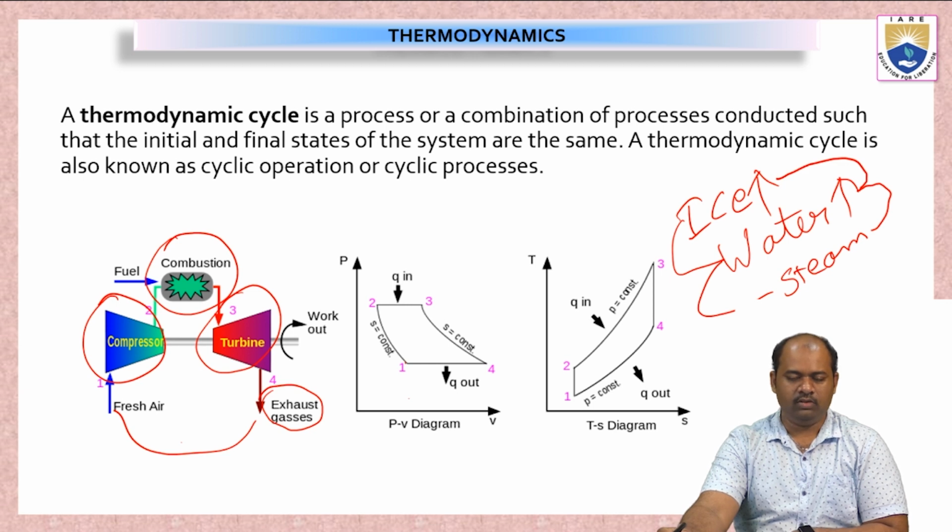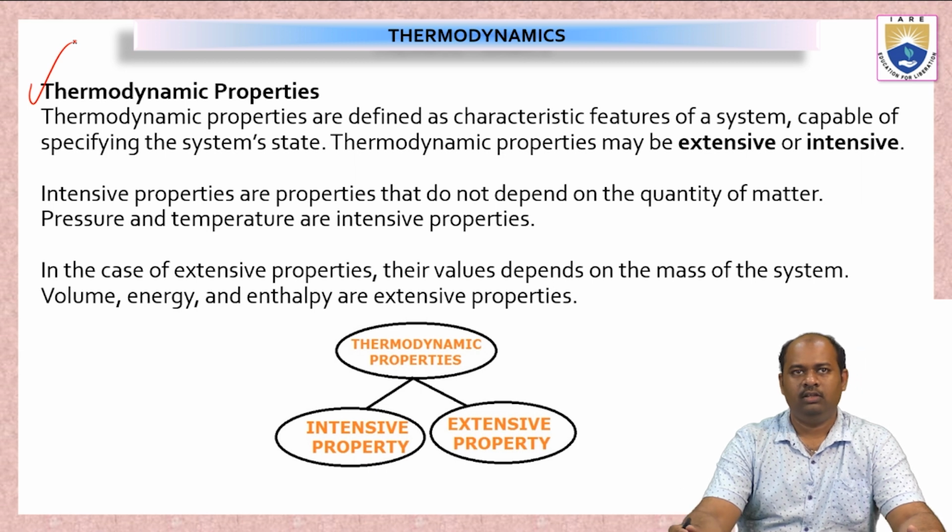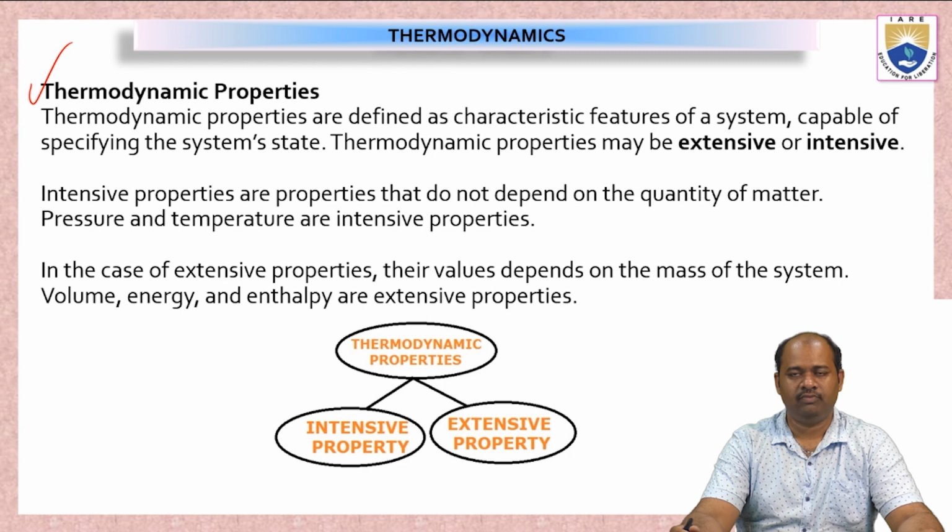Now we'll go to the next topic, thermodynamic properties. This is the key topic for today. Thermodynamic properties are defined as the characteristic features of a system. Suppose I take any closed system or an open system. If I take any system, it will have some properties like pressure, temperature, volume, internal energy, entropy, etc. All these properties will depend on the state of the system. They will be changed depending on the state of the system.